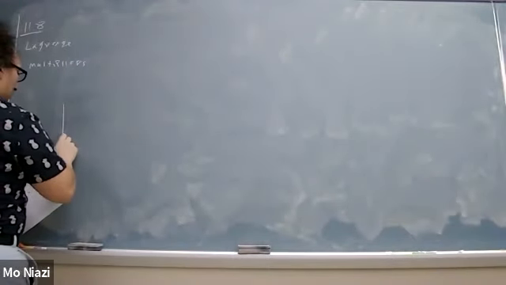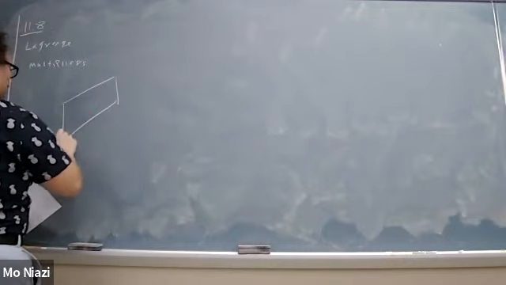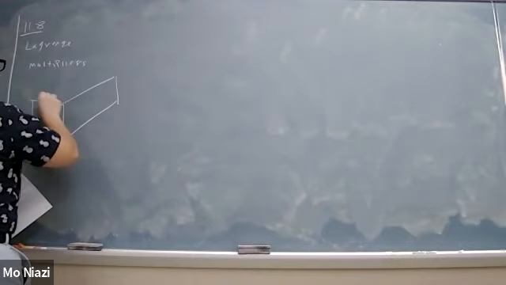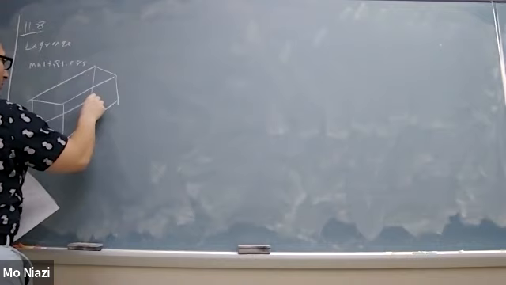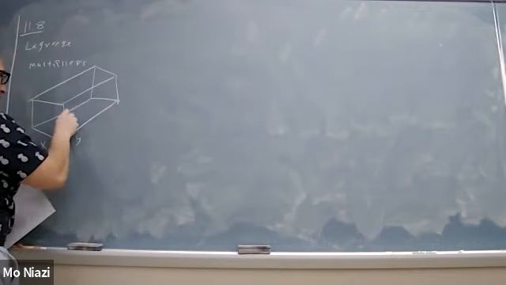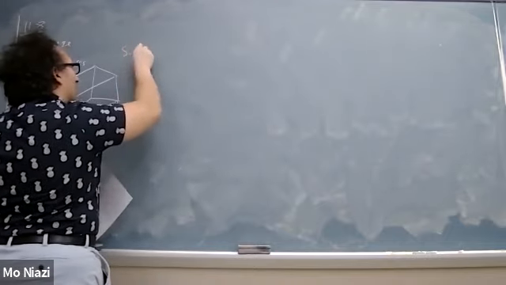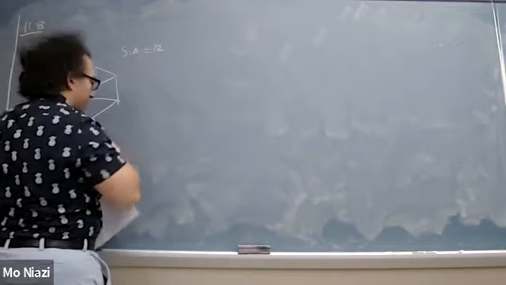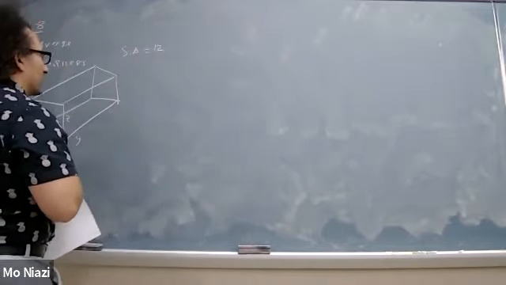Let's say we have a box, but it doesn't have a top lid. Here are the dimensions of our box. Here's an X, here's a Y, and here's a Z. Let's say that the surface area of the box is equal to 12. Whatever, 12 millimeters, 12 centimeters squared, 12 meters squared, who cares? Just 12.